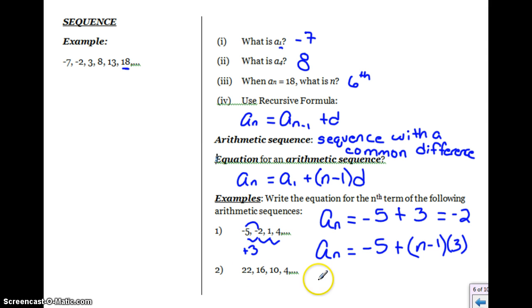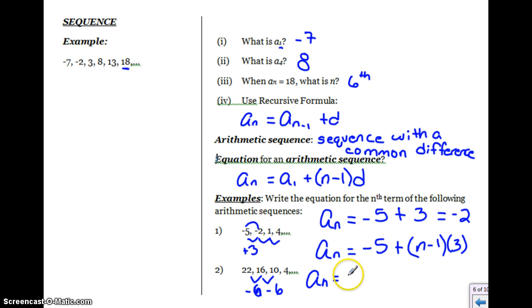Let's say, for example, for this one, I'm just going to use n because I don't know what position I want to find. So we're going to use the previous term. For example, if I want to find 16, I would use 22. And for this one, it looks like I'm subtracting 4. Oh, nope, I'm subtracting 6. Same thing here, subtract 6. Okay, so my common difference is going to be negative 6.